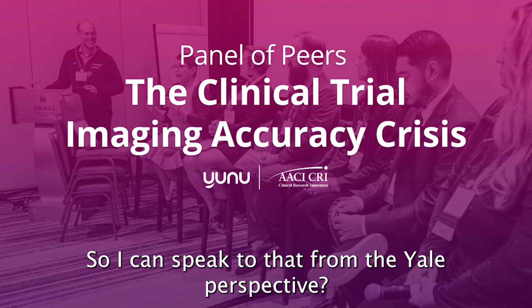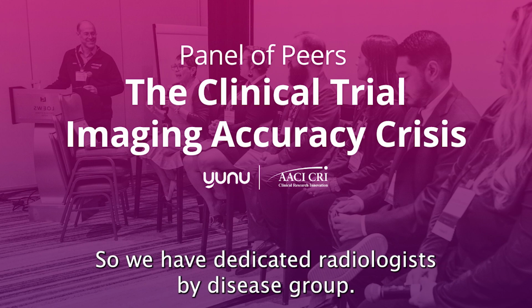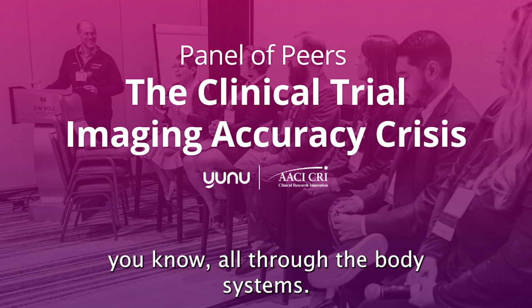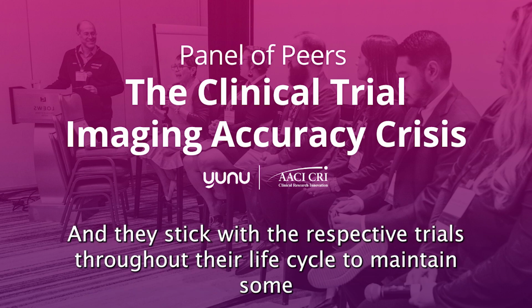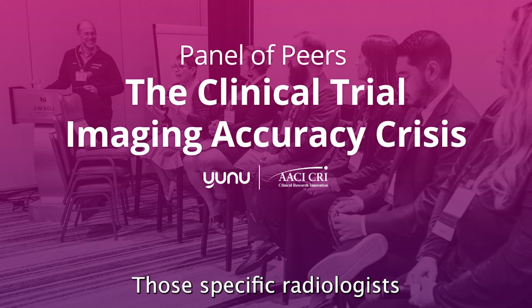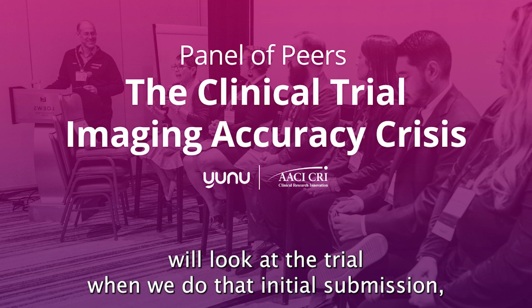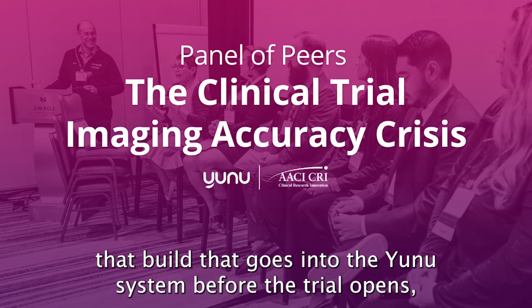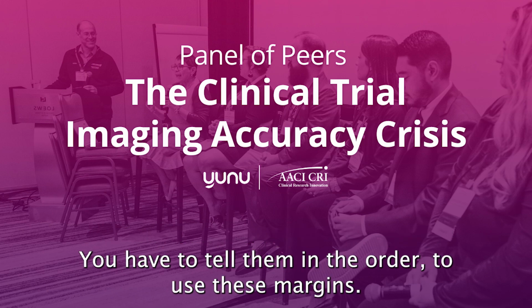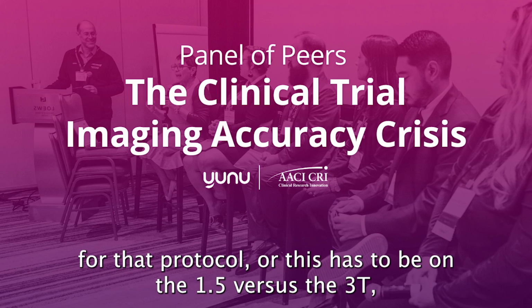So I can speak to that from the Yale perspective. So we have dedicated radiologists by disease group. So we have some that specialize in neuro, some that specialize in lung, all through the body systems. And they stick with the respective trials throughout their life cycle to maintain some level of consistency. Those specific radiologists will look at the trial when we do that initial submission, that build that goes into the UNU system before the trial opens. And they'll say, okay, for this specific scan, you have to have it done on this CT machine. You have to tell them in the order to use these margins and whatever the specifics are for that protocol, or this has to be on the 1.5 versus the 3T.